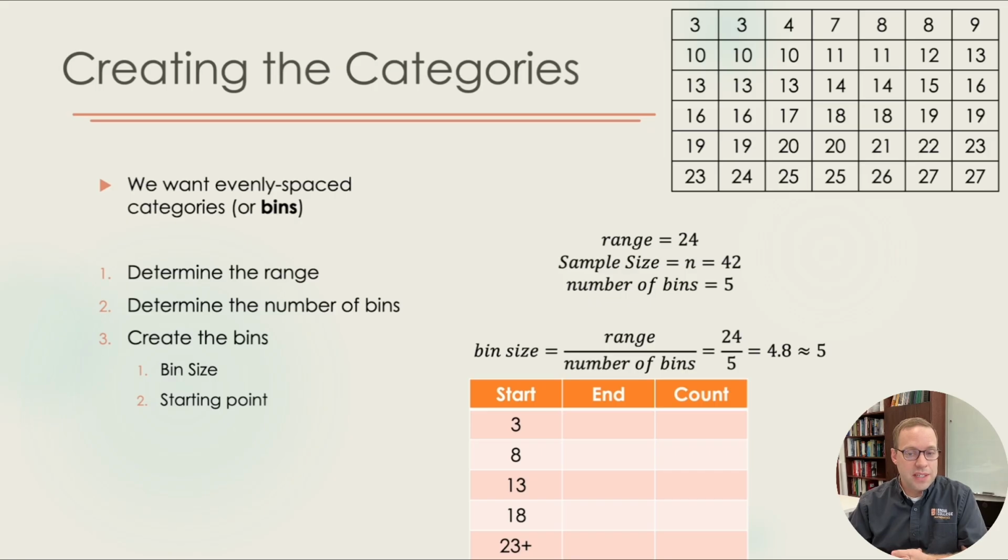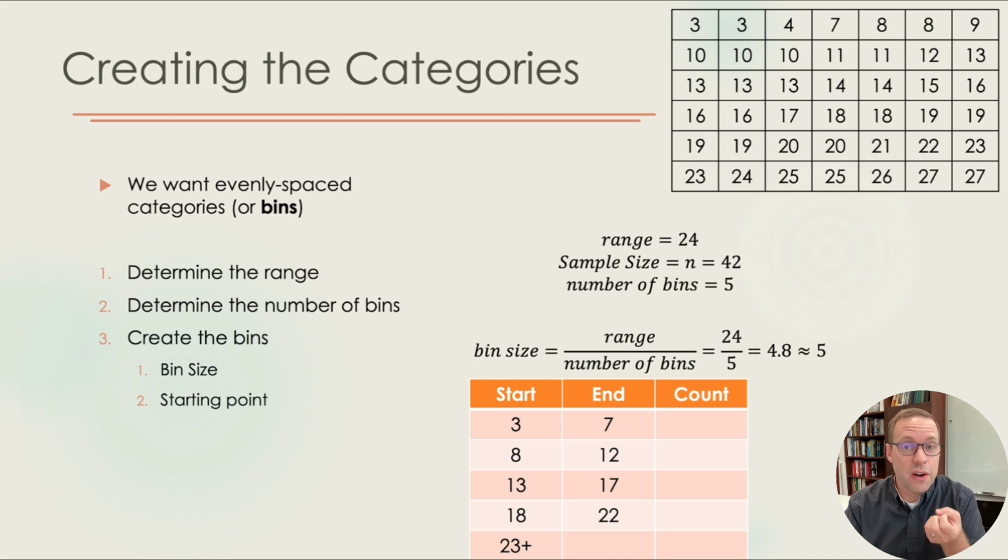So where are the ending points? Well, your first bin starts at 3. Your second bin starts at 8. So the first bin has to end at 7. Okay? So each bin ends one number before the next bin starts. 3 to 7, 8 to 12, 13 to 17, 18 to 22. And then this last bin, we don't really have an ending point for that bin. We just leave that as an open bin. We just say anything over 23. That's what the plus means, 23 and above. All right. And there are our bins.